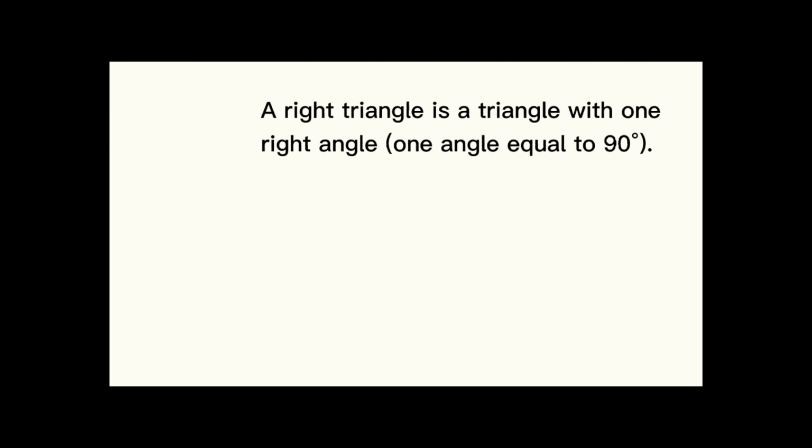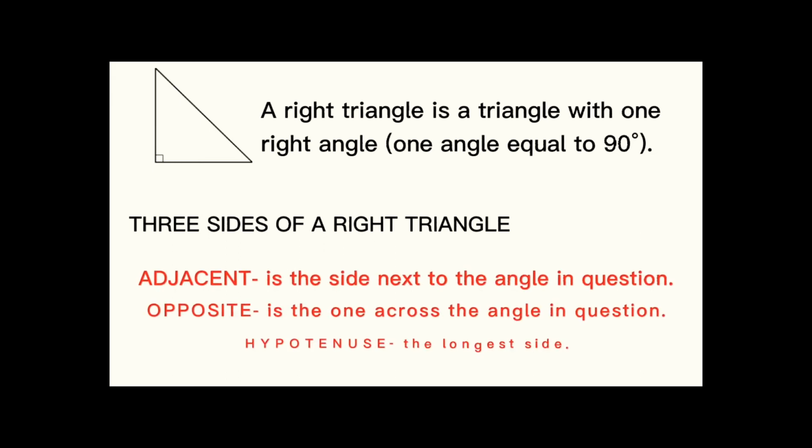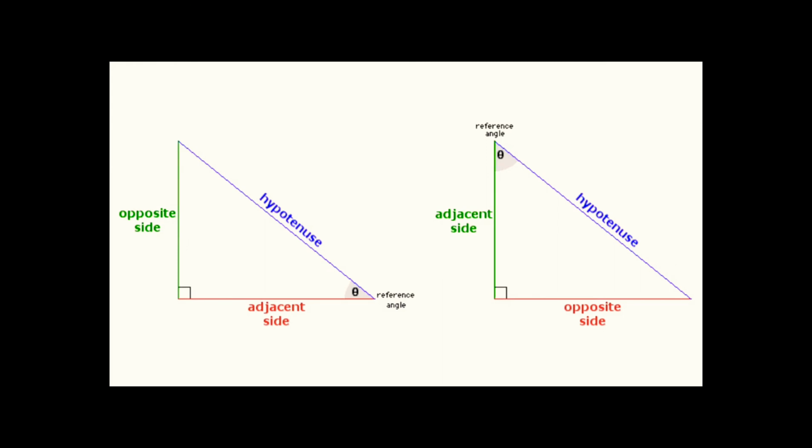Here's an example of a right triangle. A right triangle is a triangle with one right angle, one angle equal to 90 degrees. And before we proceed to the example, let us first identify the three sides of a right triangle: the adjacent, opposite, and hypotenuse. The adjacent side is the side next to the angle in question. The opposite side is the one across from the angle in question. The hypotenuse is the longest side. We can label it like this.